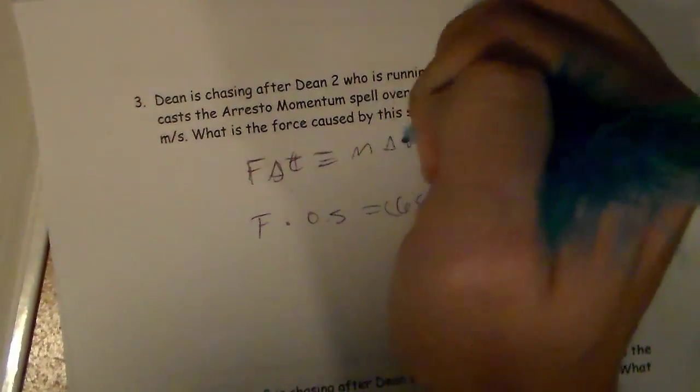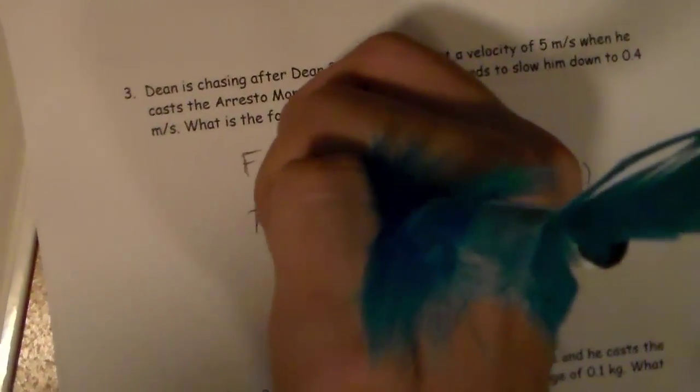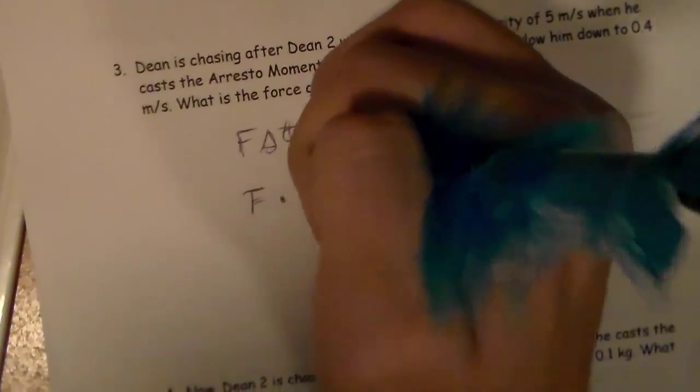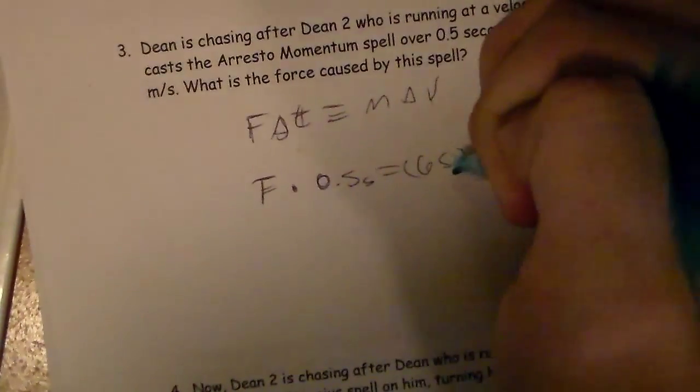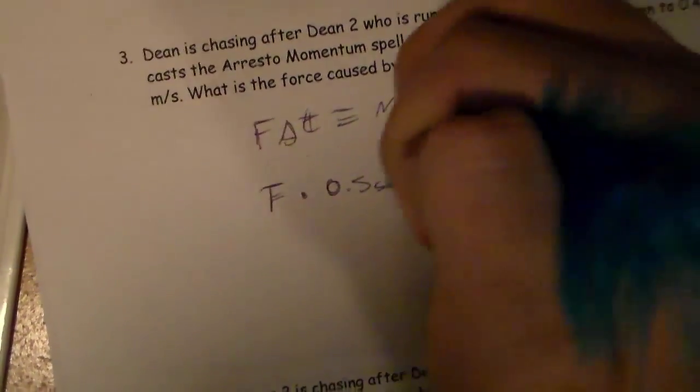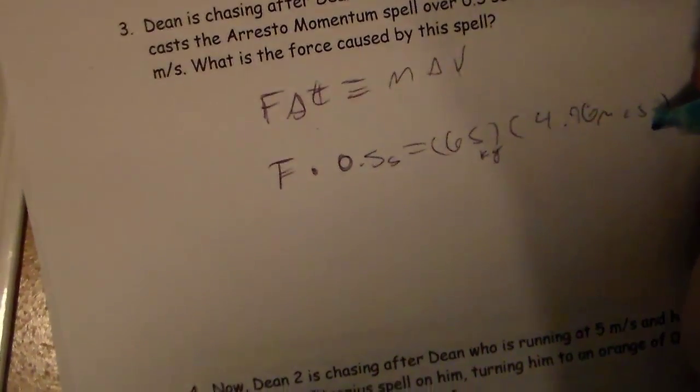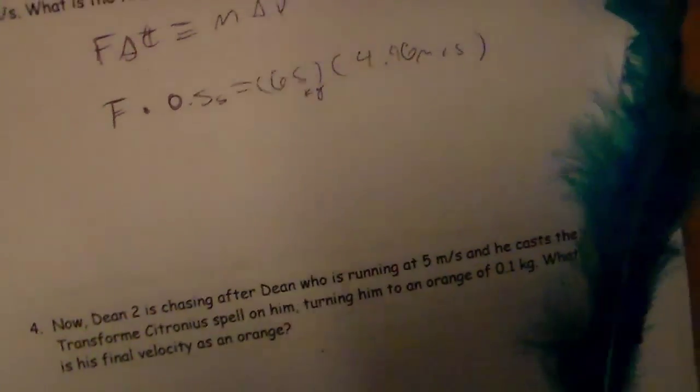Problem 3 deals with impulse, which is the change in momentum or the force over time. In this problem, you set force times the change in time equal to mass times the change in velocity. Force, which is what we're trying to find, times the time it took to cast the spell, equals Dean's mass, 65 kilograms, times the change in velocity, 4.96 meters per second.